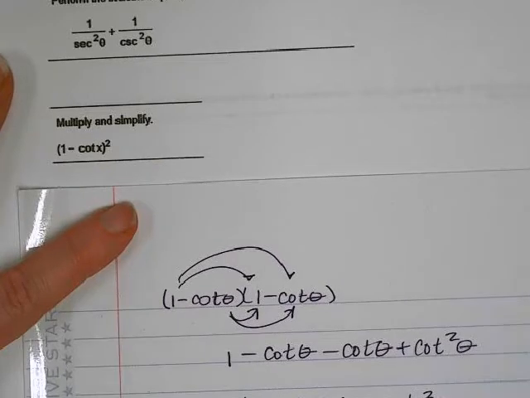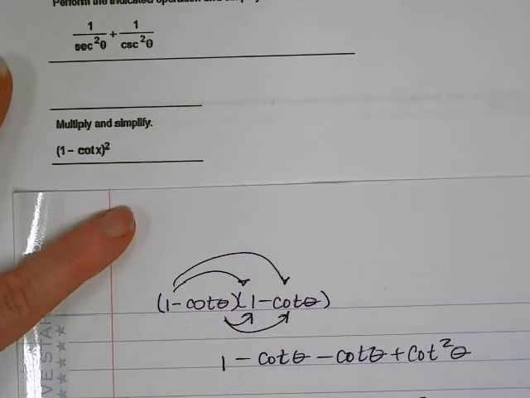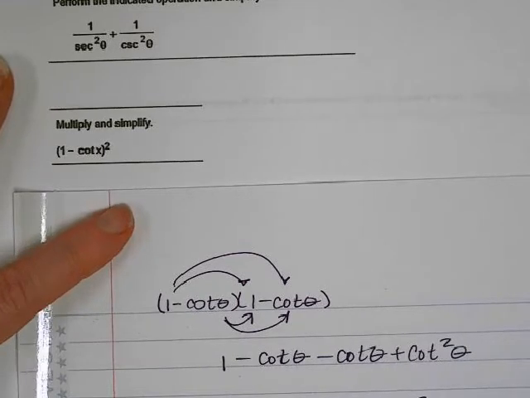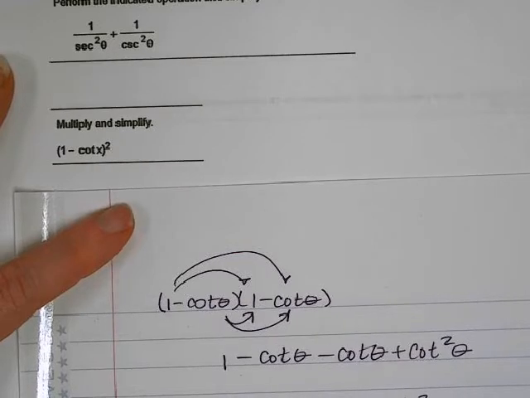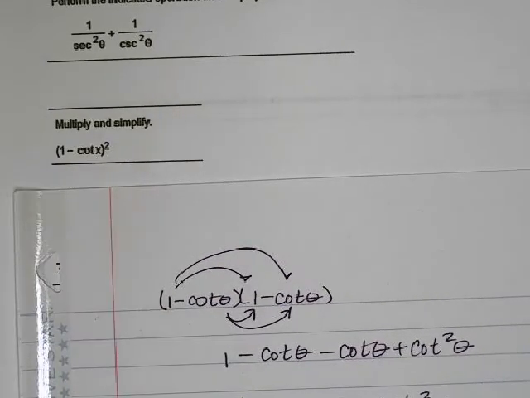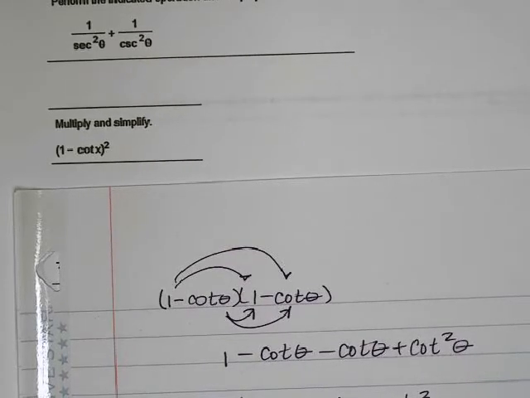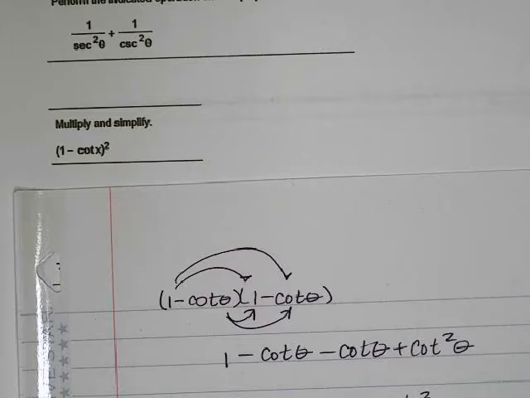Well, if we factor it, we get right back where we started. So, simplify. Wait a minute, this one's kind of confusing. Well, cotangent squared theta, what does cotangent squared theta equal? Anybody remember? 1 plus cosecant squared. That doesn't really help us though.